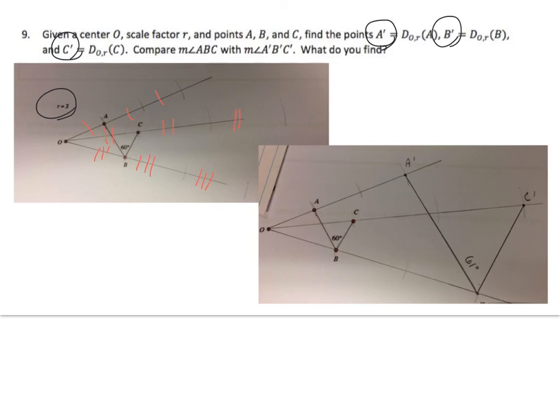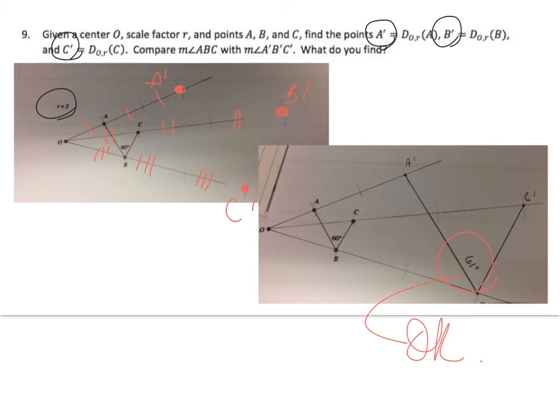So I can connect. That's A prime. This would be B prime and C prime. I can connect these points: A prime, B prime, C prime. I'm going to measure, actually this angle was measured for us, 60 degrees, so I just measured this one. I got 61, which I think is darn good. That is okay with some error. And that was totally easy and totally fun.